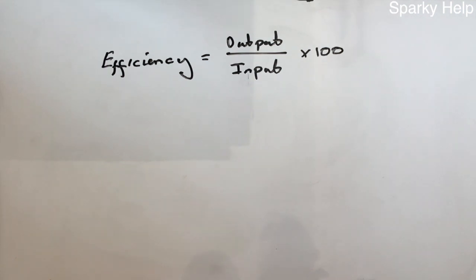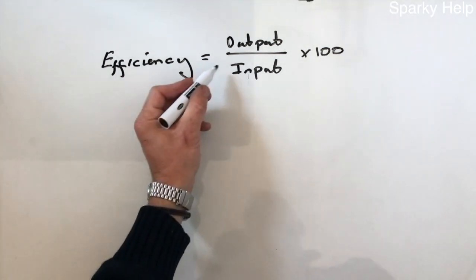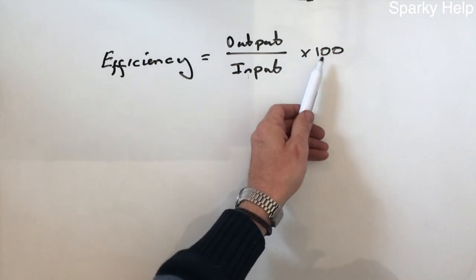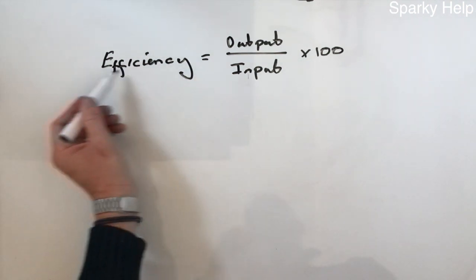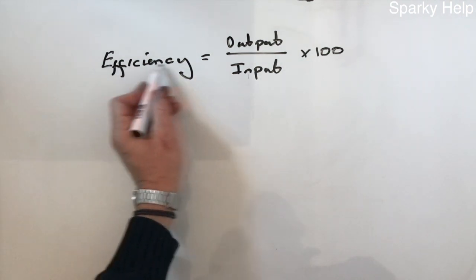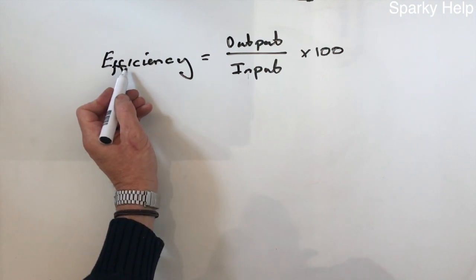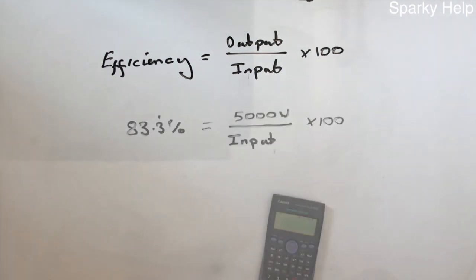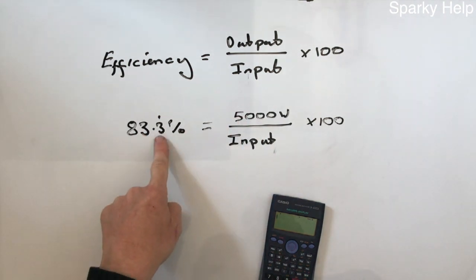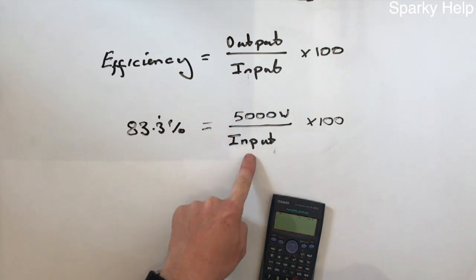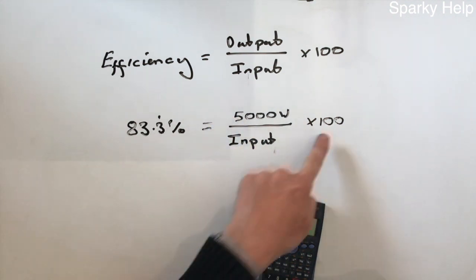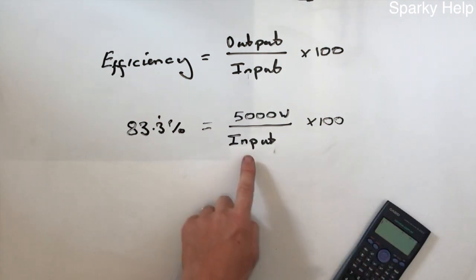The transposition of this is relatively simple, providing we get rid of this first. So this is a multiply, so it becomes a divide. So it would be this number divided by 100, which takes it to a decimal again, which then makes it a lot easier. For example, here we have an efficiency of 83.3% recurring. We have an output of 5,000 watts. We don't know what the input is, and obviously it's a percentage. So basically we need to rearrange it.